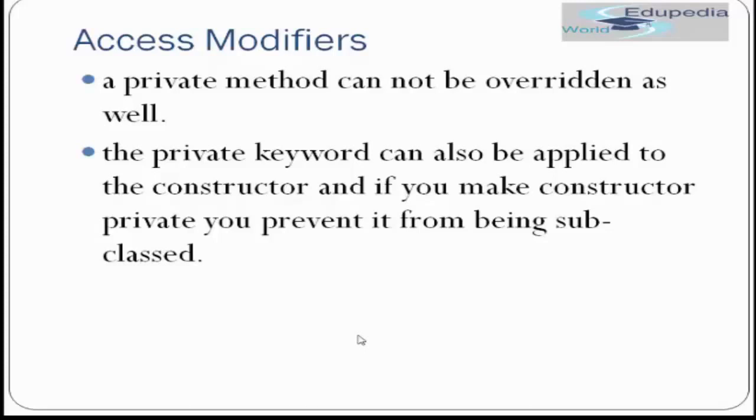Then we have a private keyword can also be applied to a constructor, and if you make a constructor private, you prevent it from being subclassed. Fine, so I hope it's clear, like private keyword can also be applied to a constructor. Well, what's a constructor? I think I'll be covering that in the upcoming tutorial. As of now, if you're not aware of the concept of constructor, it's fine. We'll be covering that later on in detail. But it just means that private modifier can be applied to a constructor, and if you make your constructor private, that means your class won't be able to be subclassed.